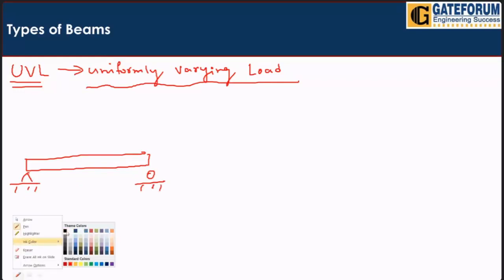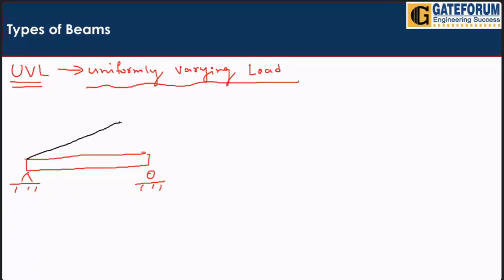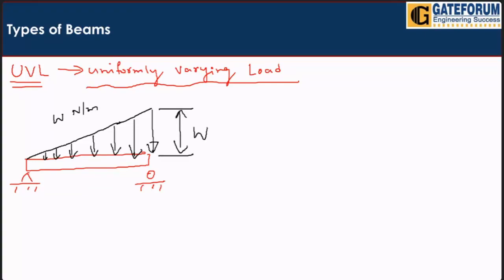Suppose I am writing the load here. The load is not UDL, it is UVL right now, uniformly varying load, W Newton per meter. Here W is again the highest magnitude, and L is the length of the beam from here to here.